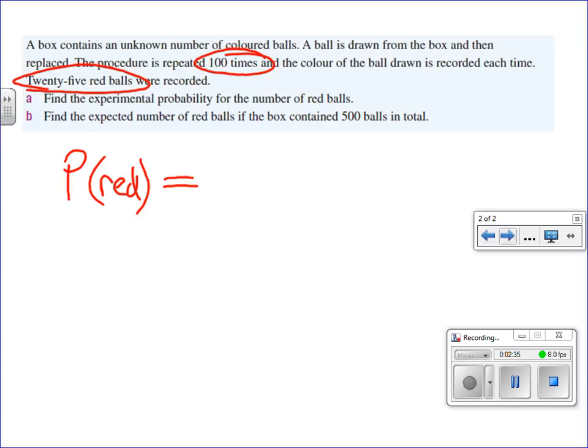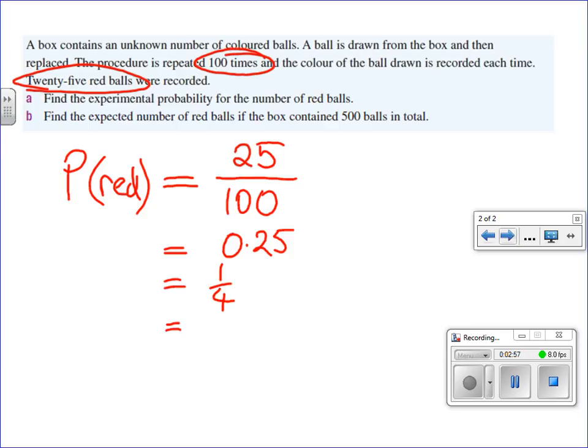is the number of red balls we got, 25, out of the total number, which we can again write as a decimal, 0.25. We could simplify the fraction to be 1/4, or we could just write 25%. Any of those answers would be exactly correct.